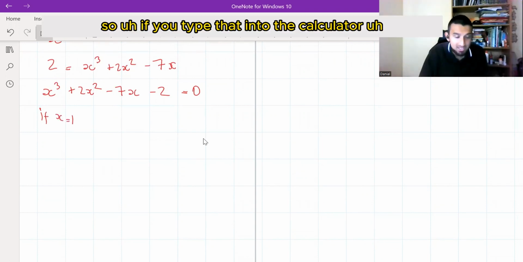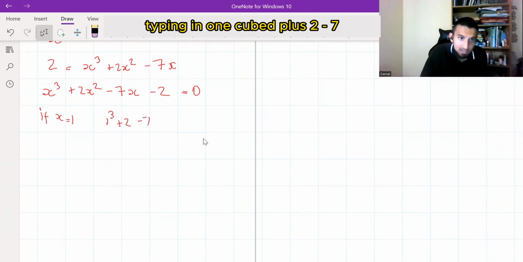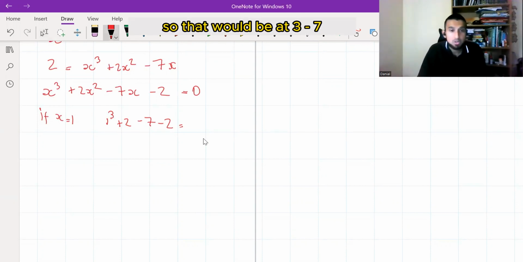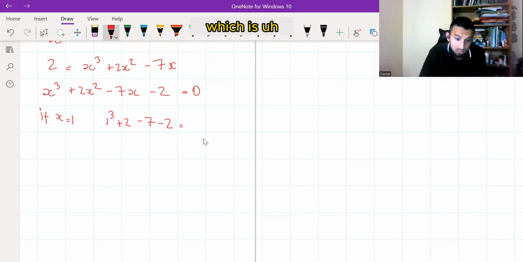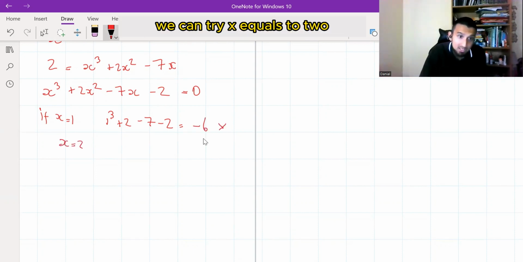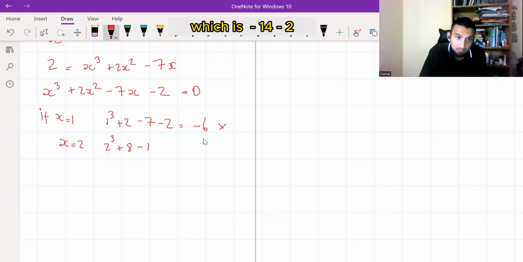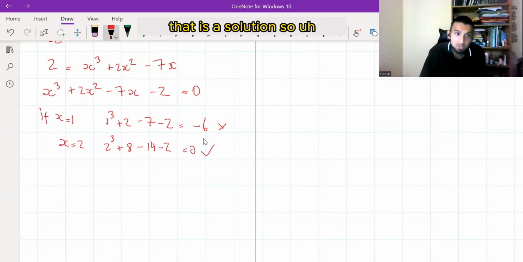If you type that into the calculator, 1 cubed plus 2 minus 7 minus 2, that would be 3 minus 7, which is minus 4, minus 2, minus 6. So that's not a solution. We can try x equals 2. Then that would be 2 cubed, plus 2 times 4, which is 8, minus 14 minus 2. So 8 plus 8 minus 14 minus 2 is 0. So that is a solution.